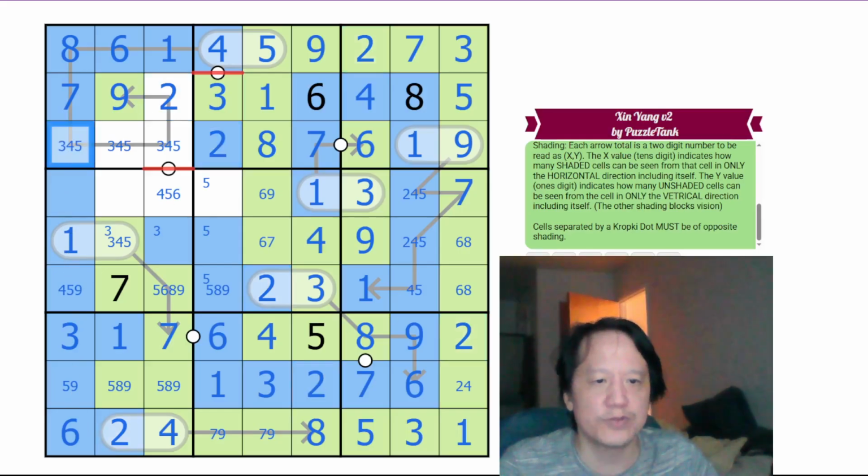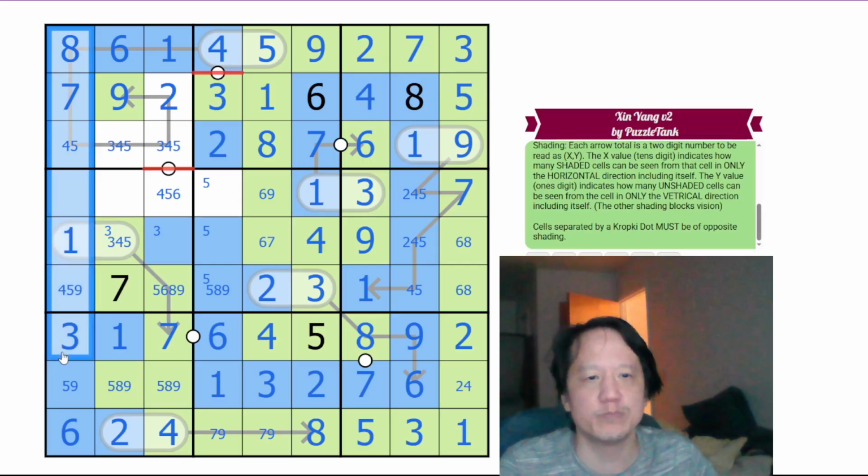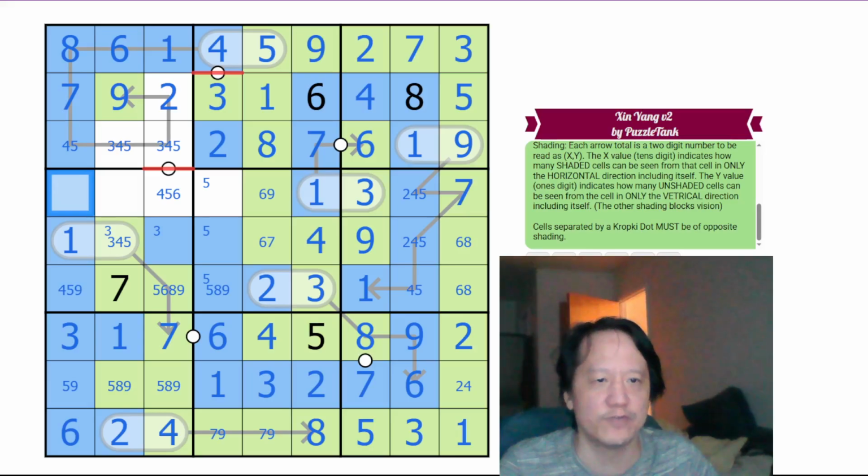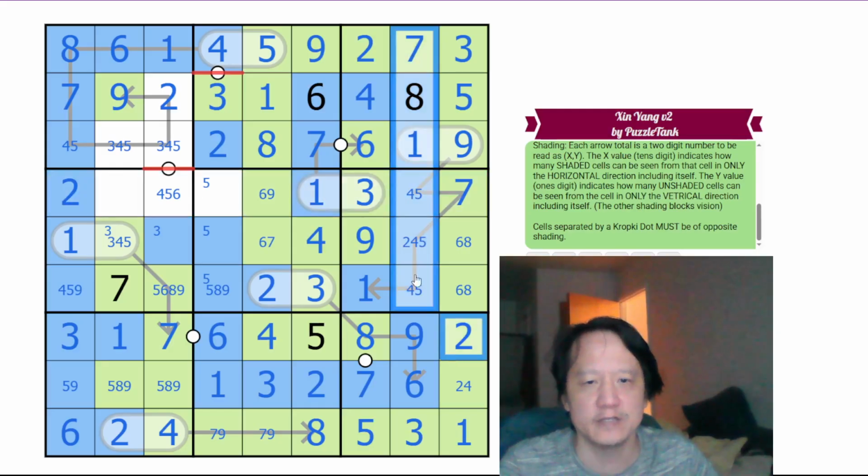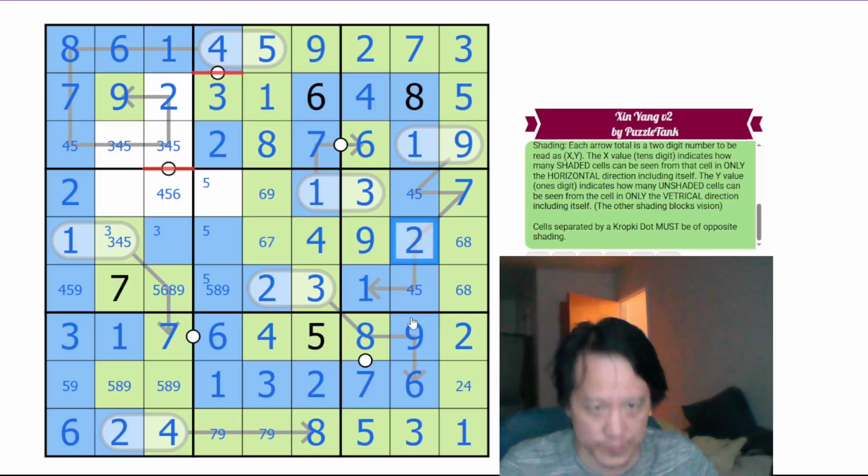This can't be 3. We have a 4, 5, 9 triplet in column 1, which eliminates 4, 5, 9 in the rest of the column. So this can't be 4, 5, or 9. It's 2, which eliminates 2 in the rest of the row. So where's 2 in column 8? It has to be here.